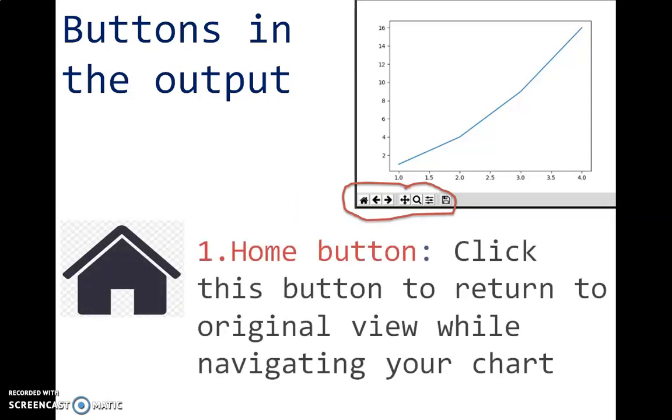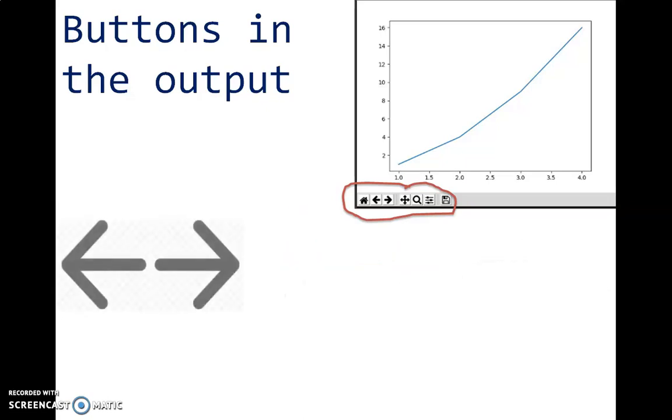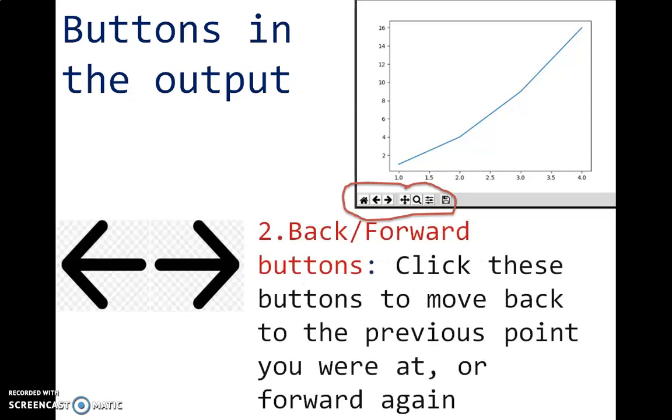The first one is the home button. Click this button to return to the original view while navigating your chart. The back, forward buttons. Click these buttons to move back to the previous point you were at or forward again.